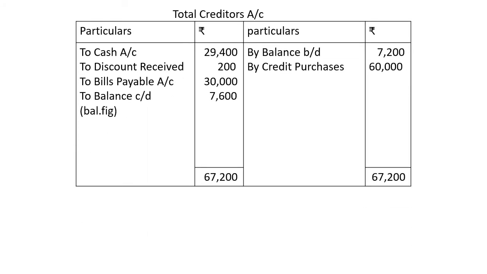Next account, total creditors account. Opening balance by balance brought down 7,200. Credit purchases they have mentioned 60,000. Payment to creditors, to cash account 29,400. Discount received 200. Bills payable issued 30,000. And the closing balance of creditors is not mentioned in the problem. Balancing figure 7,600, because of the total 67,200.